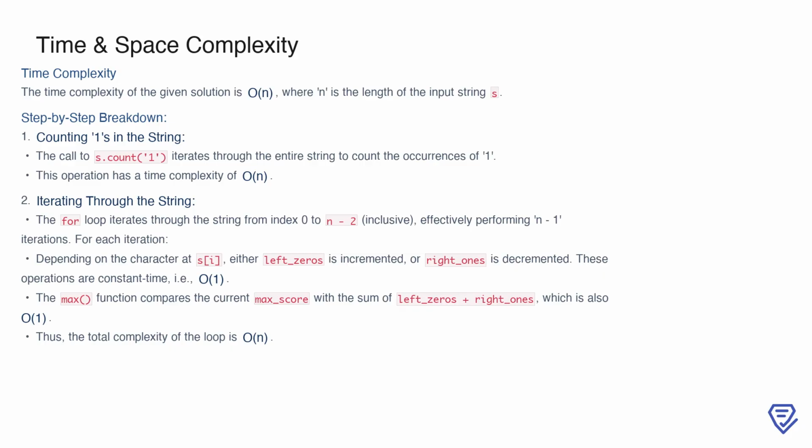During each iteration, we either increment left_zeros or decrement right_ones, both of which are constant time operations. Additionally, calculating the score for the current split involves adding left_zeros and right_ones and comparing it with the current max_score, which are also O(1) operations. Since all of these actions, including the loop itself, occur within a single traversal of the string, the overall time complexity of the loop is O(n).